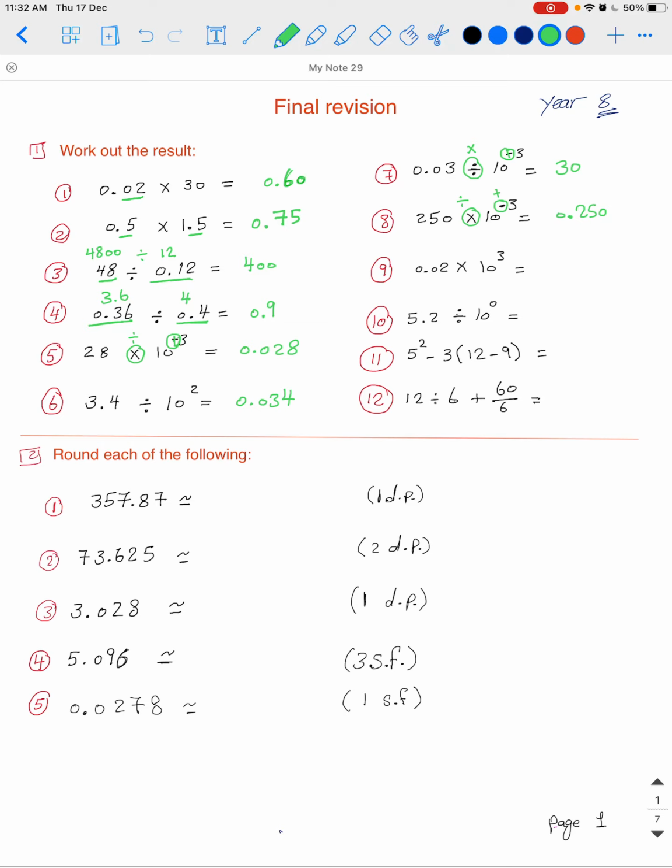Next, 0.02 multiplied by 10 power 3. I will move the point 3 steps forward. So it will be 20.